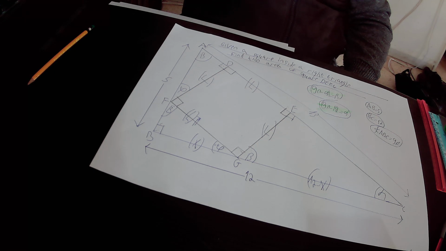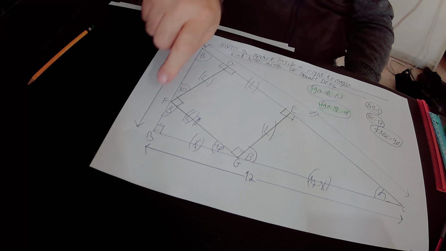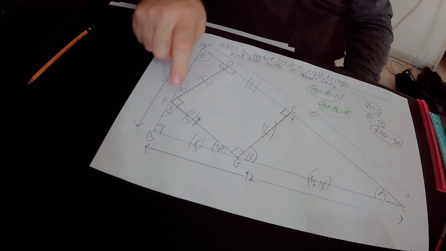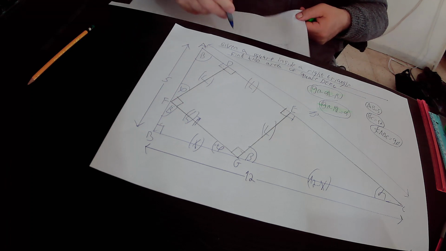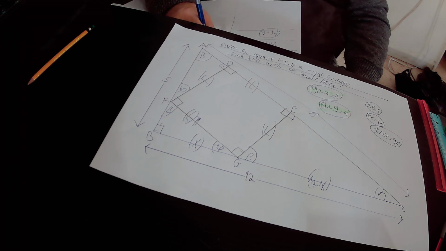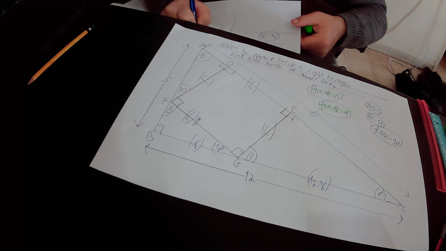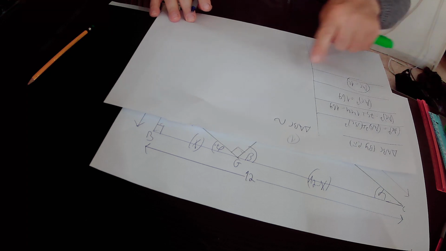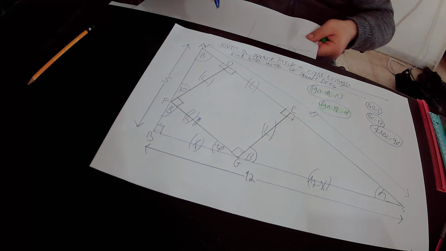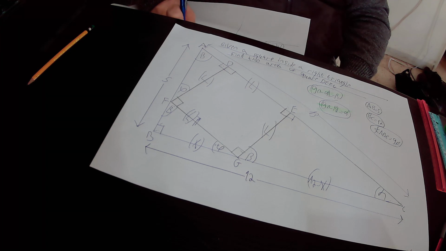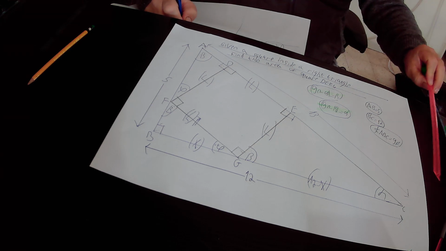For example, the right big triangle ABC is similar to this small right triangle FBG. So I write it down. The right big triangle ABC is similar. This is the sign of similar. So it's similar to the right triangle FBG, according to the angle similarity rule.